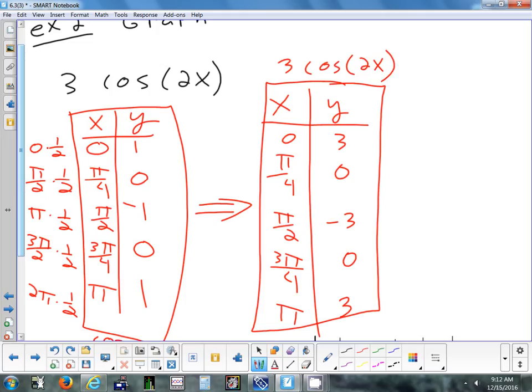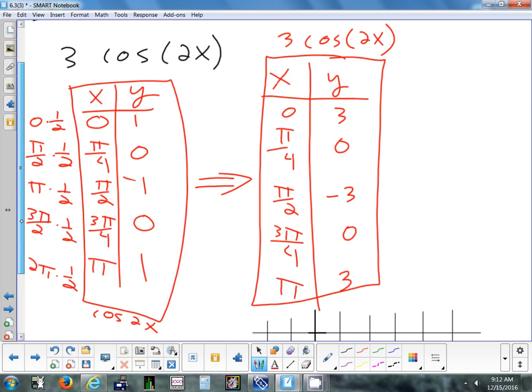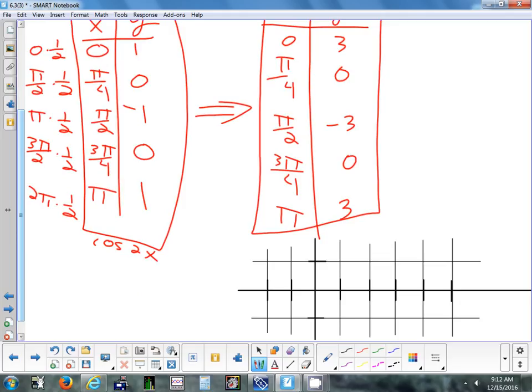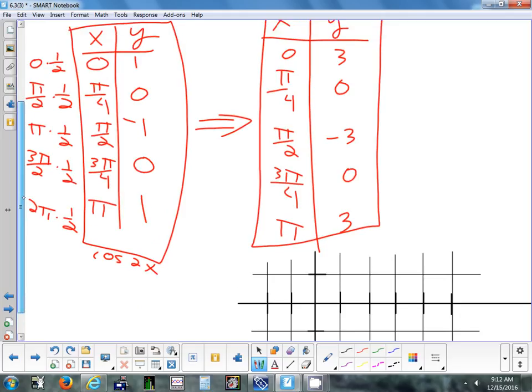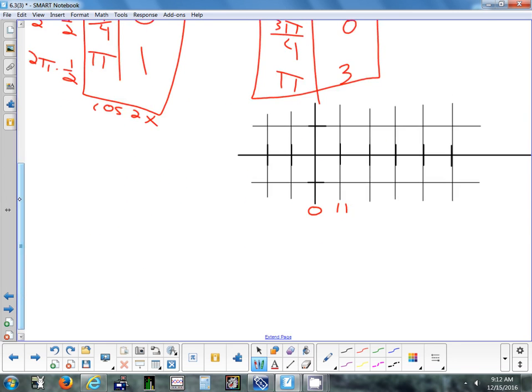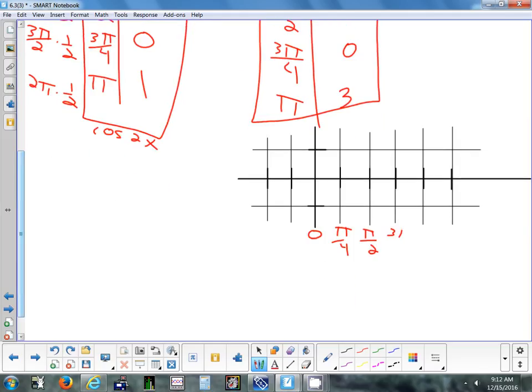Okay. Any questions on that table? Okay, when I set up my graph, am I going to have to skip anything here? No, because I'm using 0. Generally, one of the times you don't have to skip is when you don't use 0, but I am using it, 0, 3. So I'm not skipping it. And then I'm spacing everything pi over 4 radians apart, or 45 degrees apart. So pi over 4, pi over 2, 3 pi over 4, and pi.